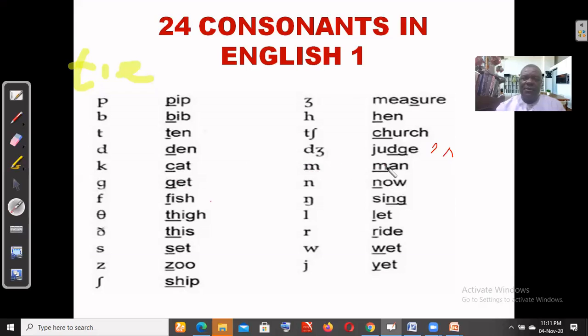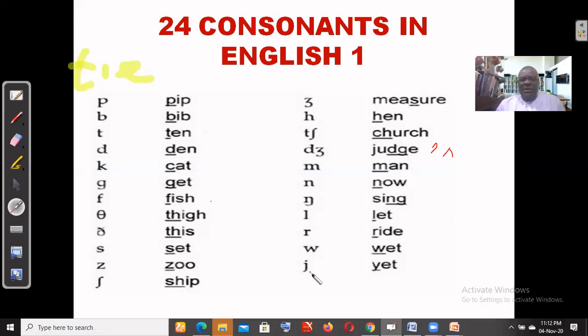Then the next is M, man, N, noun, ng, sing, L, let, R, ride, W, wet, J, yet. Now, you will notice that these four last sounds are called approximants. All right, so while L is called a lateral, of course, you could call it a lateral sound. All right, but the four are approximants.